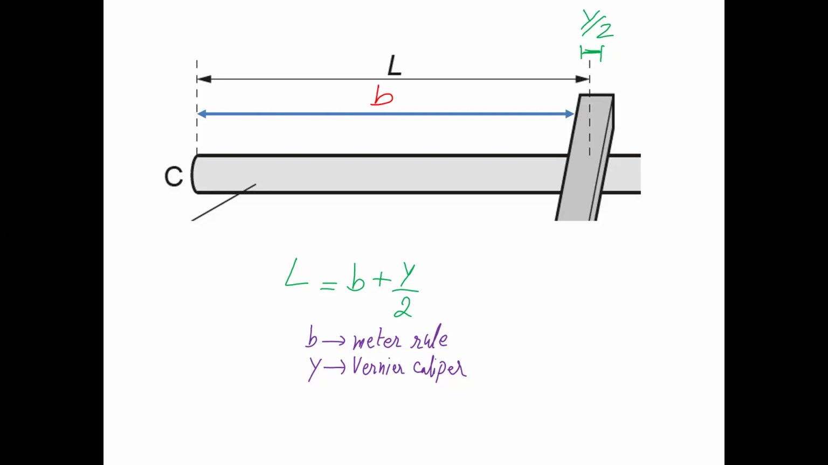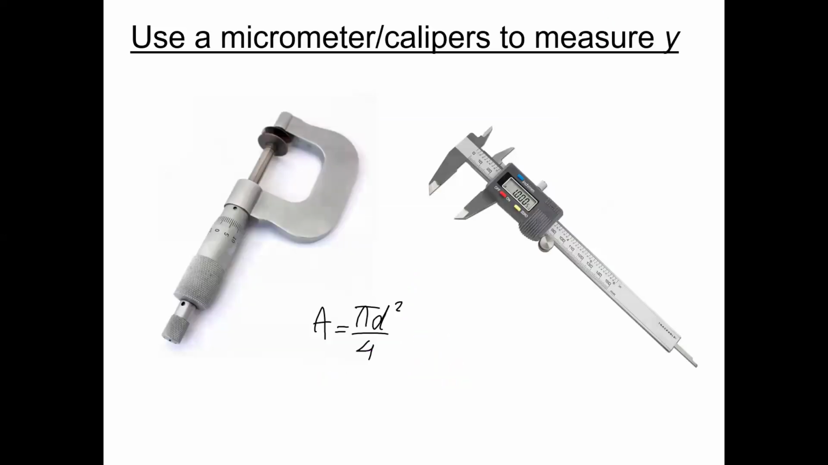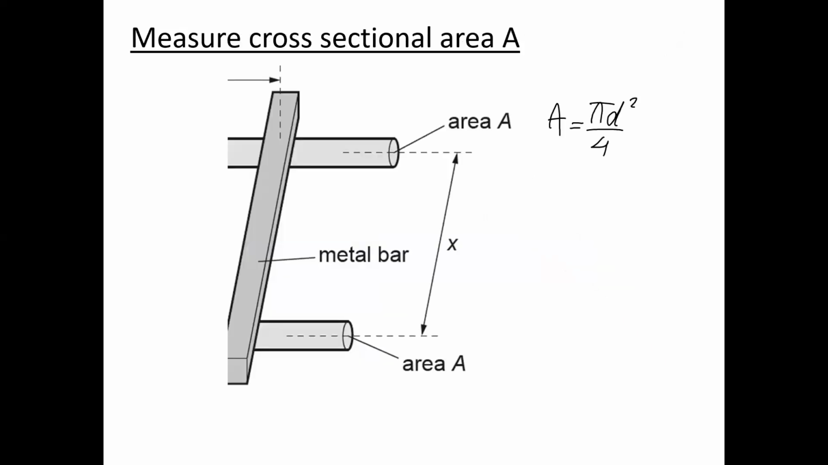Okay, so this will be the measurement plan. How can I measure the value of y? Y is very small, so I will use a micrometer. Then I can use the formula area is equal to pi d square upon 4. Look at this, measure cross-sectional area A. We can use a vernier caliper or micrometer to find the diameter. Look at the formula pi d square upon 4. This is how we can measure the cross-sectional area.